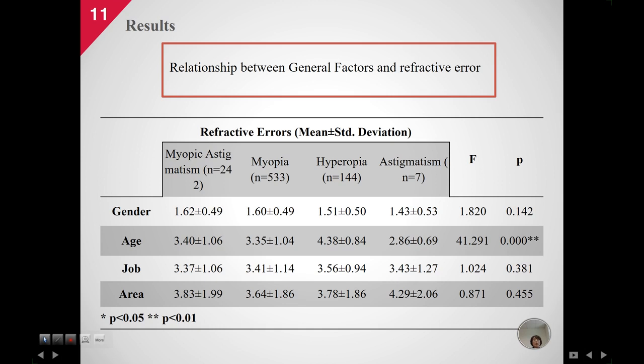The second table shows the relationship between general factors and refractive errors. It means ametropia, also known as refractive errors, and its relationships with gender, age, and area. Those who have myopia have an age mean and standard deviation of about 33 and 43. Astigmatism shows similar patterns.